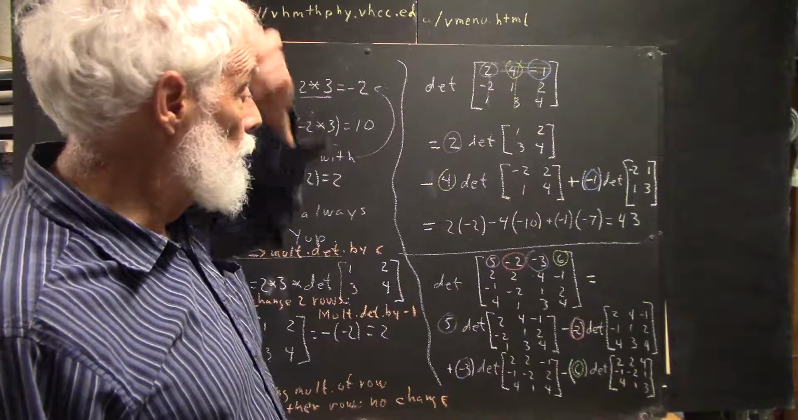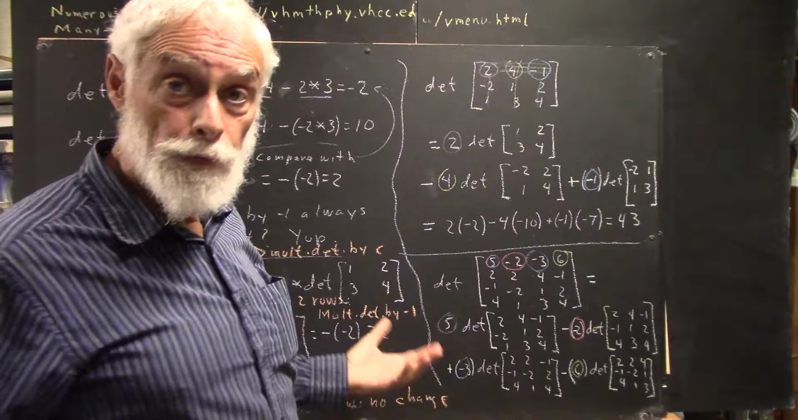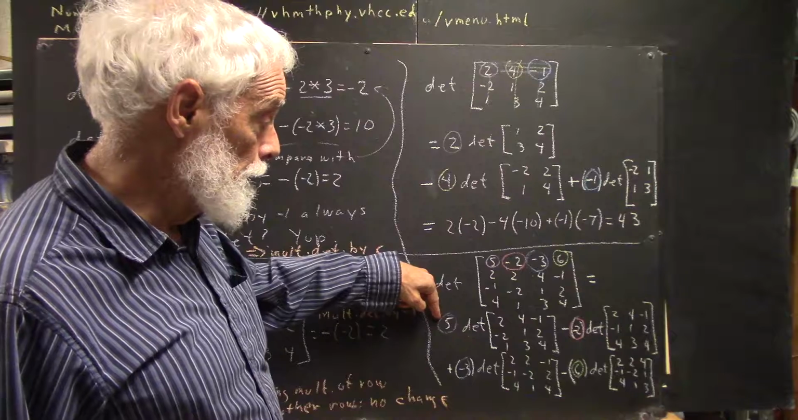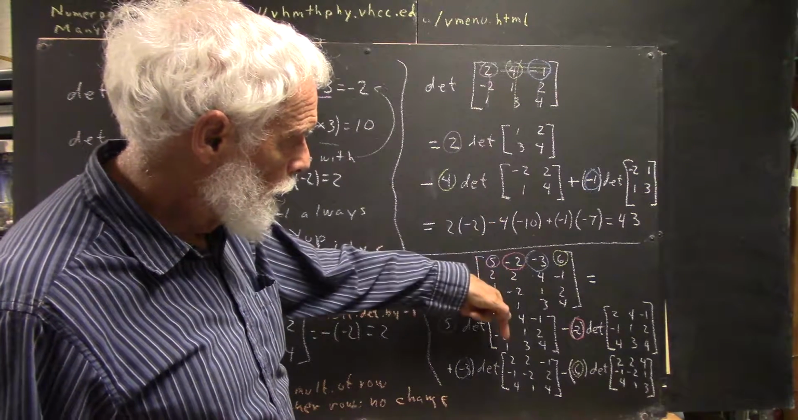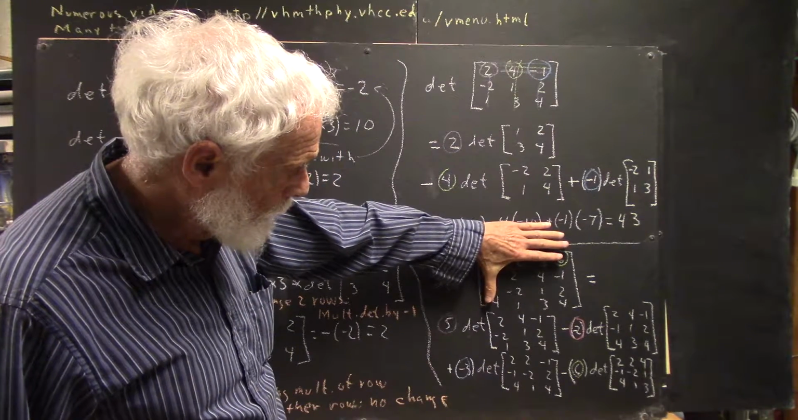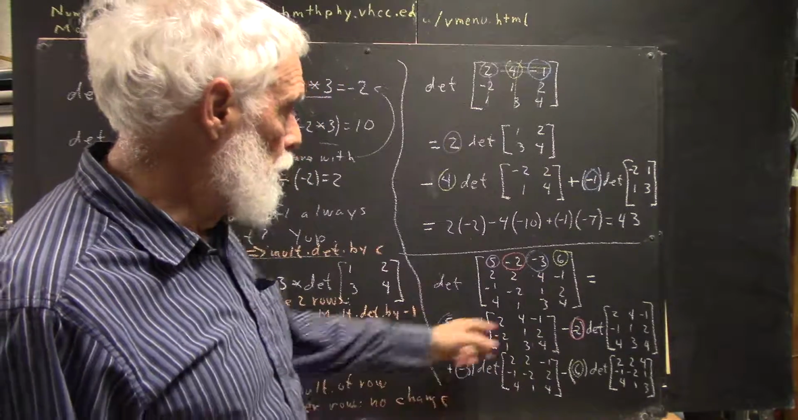Well, let's do the same thing for this 4 by 4 matrix. What we do is no different. We start with the first number in the first row, which is 5, and then we do the determinant of what's left when we throw out the first row and the first column. That leaves us this matrix, which I've written down here. Then we go to the next number.